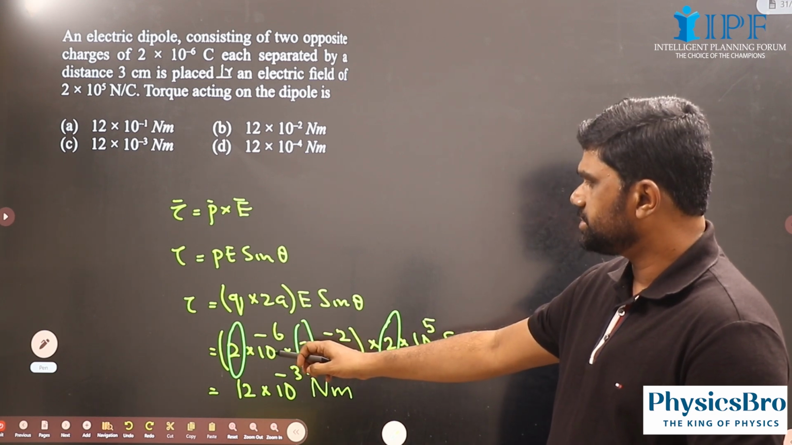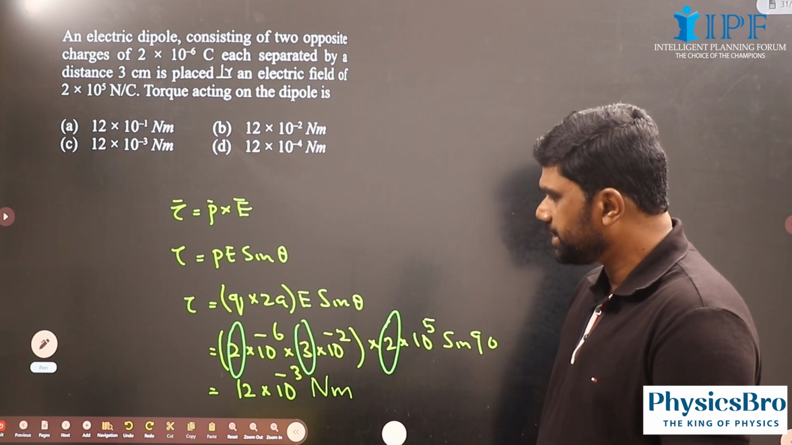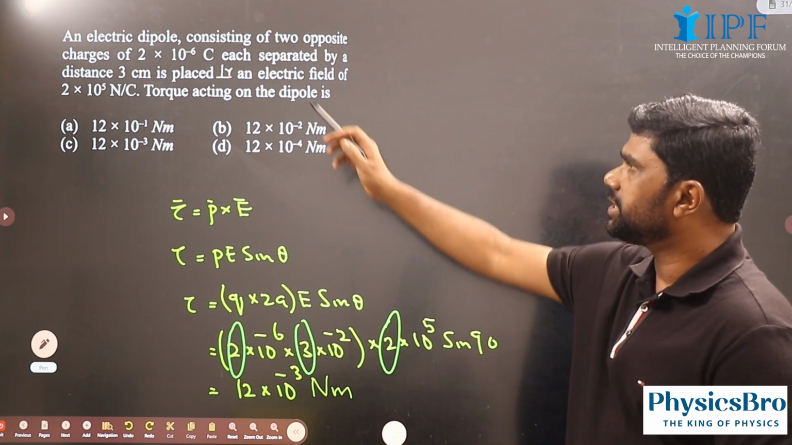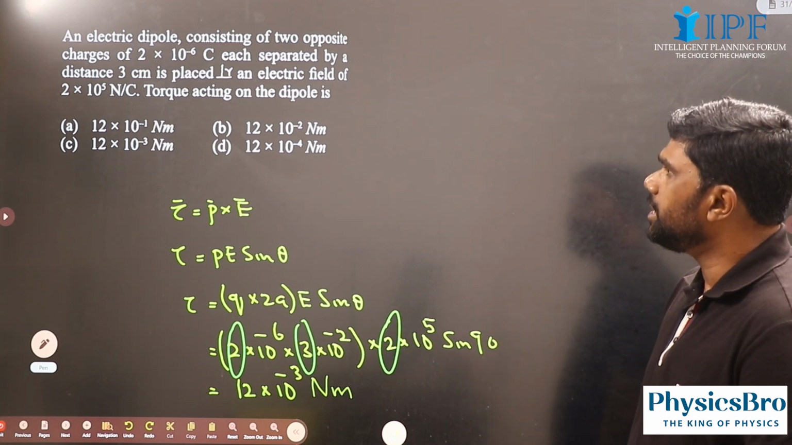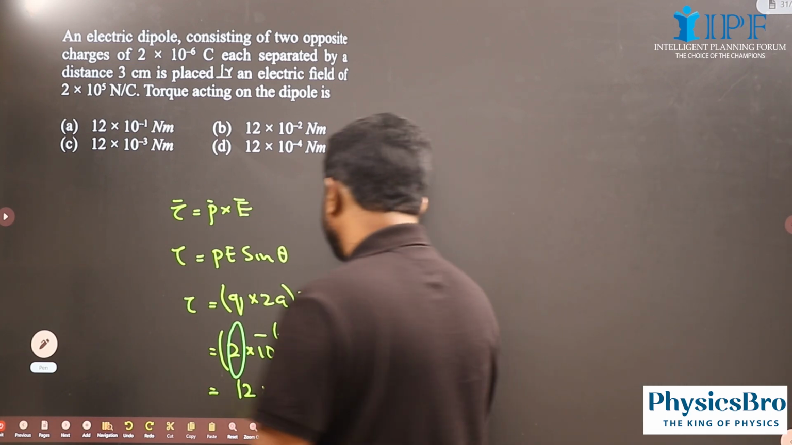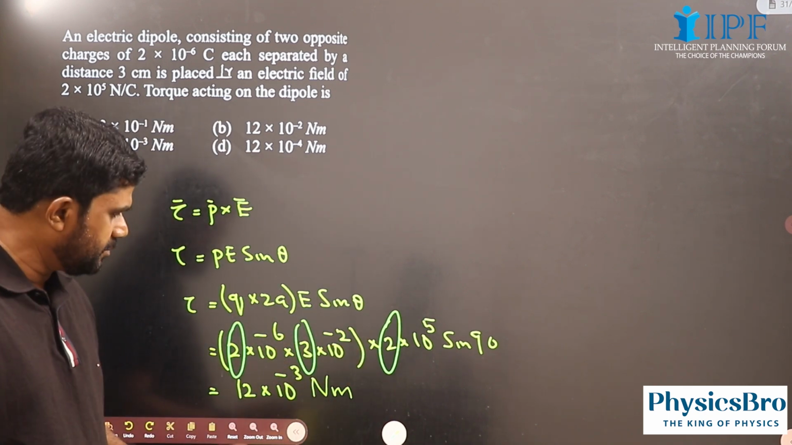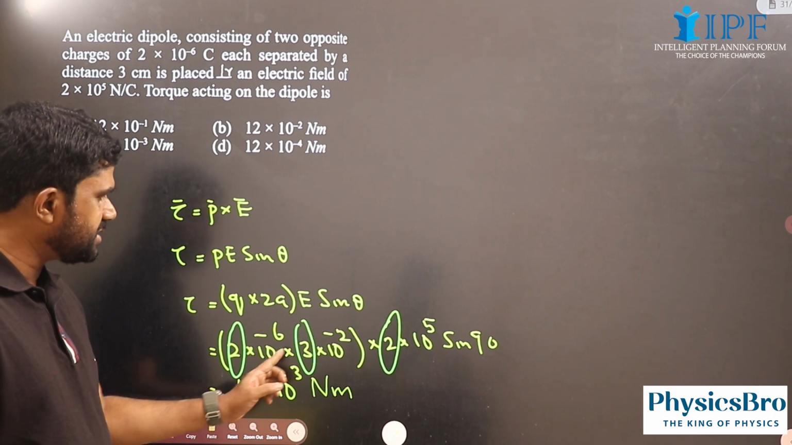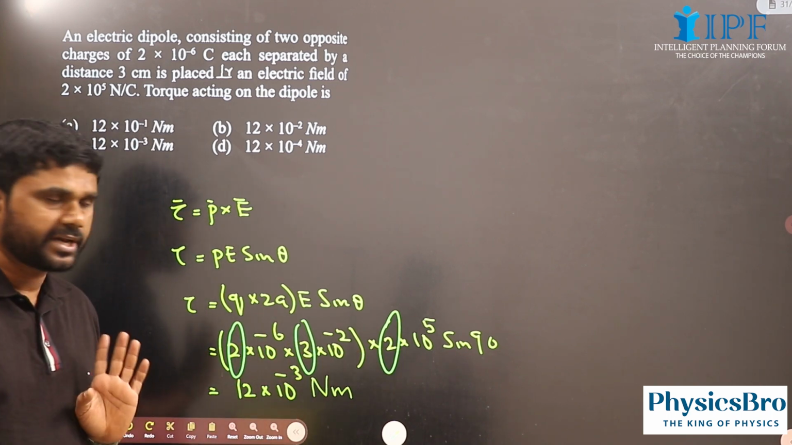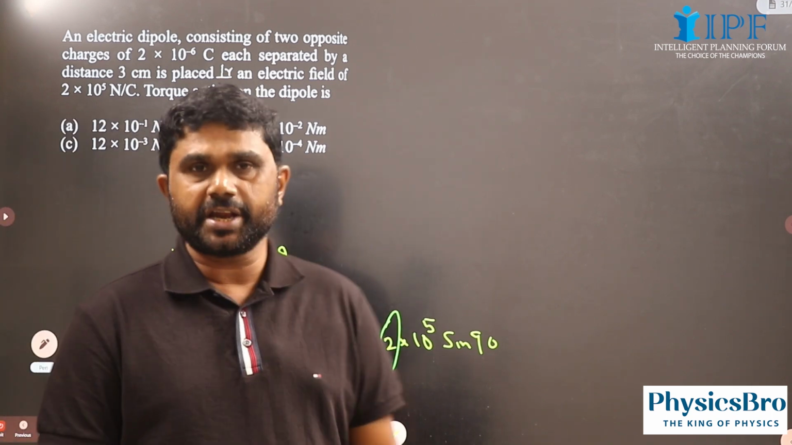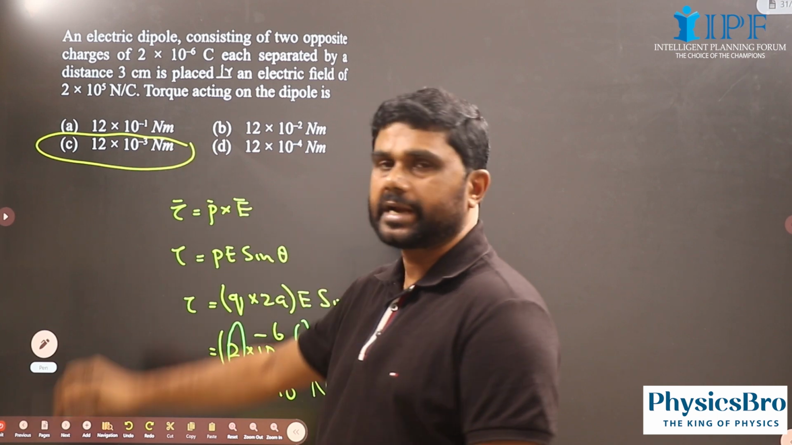Charge 2 into 10 raised to minus 6. 2A is 3 centimeter. We have to convert it into meter by multiplying 10 raised to minus 2. Intensity of electric field is given as 2 into 10 raised to 5, and theta is 90 degree, so sine 90. Here we have 2 into 3, 6 into 2, that is 12. 10 raised to minus 6 and 10 raised to minus 2, that is 10 raised to minus 8, into 10 raised to 5, that is 10 raised to minus 3. So 12 into 10 raised to minus 3 Newton meter. So this is the correct option.